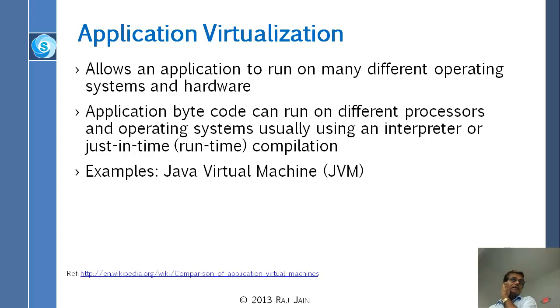Application virtualization. Now we said applications run on the desktop, right? So an application can be virtualized by running it to run on many different operating systems and hardware. So what you do is you write applications such that they are totally independent of the hardware and the software. That is what we call Java. So Java is application virtualization in that sense. Application code, byte code, runs on many different processors because there is an interpreter which interprets the code for that hardware and that operating system. Java virtual machine.